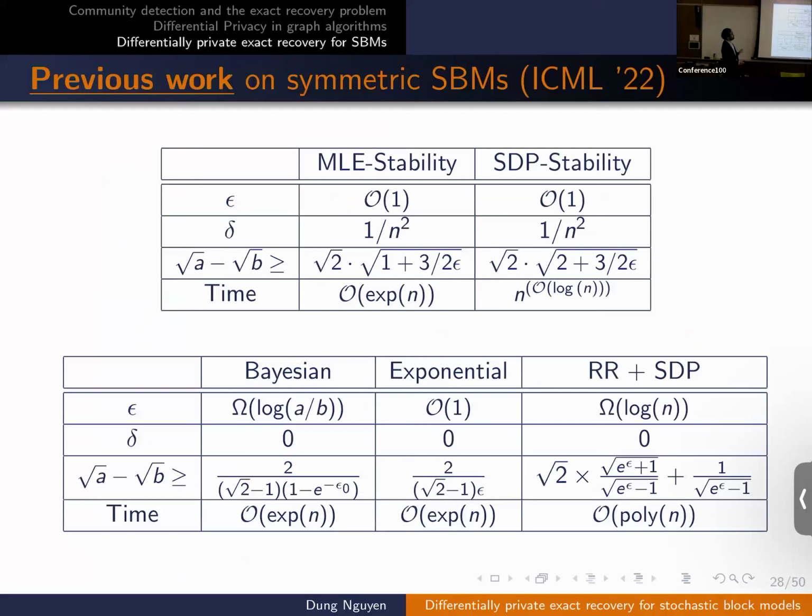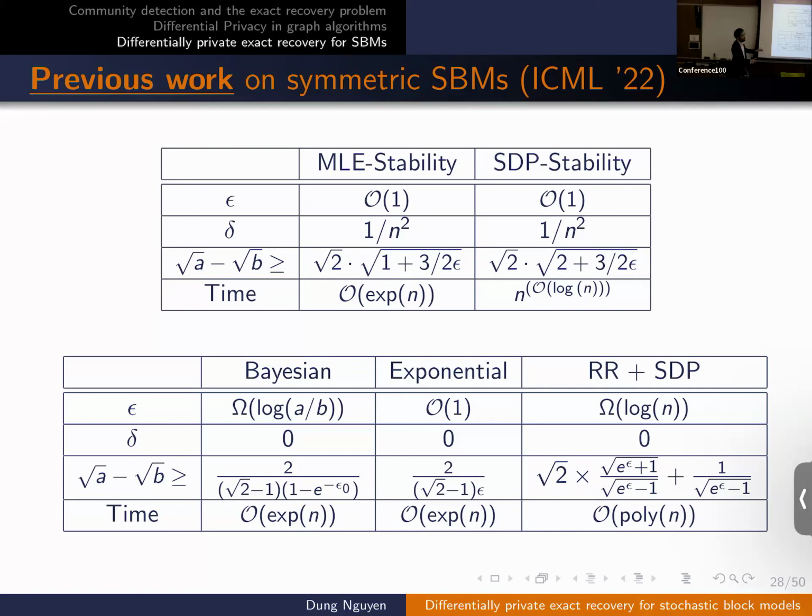So here are some of the results we have in the ICML 22 paper. The column here is the algorithm. We propose several algorithms to solve the exact recovery problem. And the properties in the leftmost columns here are the range of the parameter that the algorithm can take, the recoverability threshold, and also the running time.